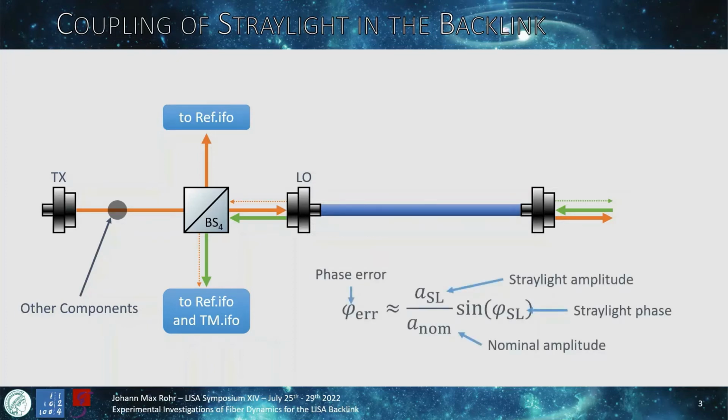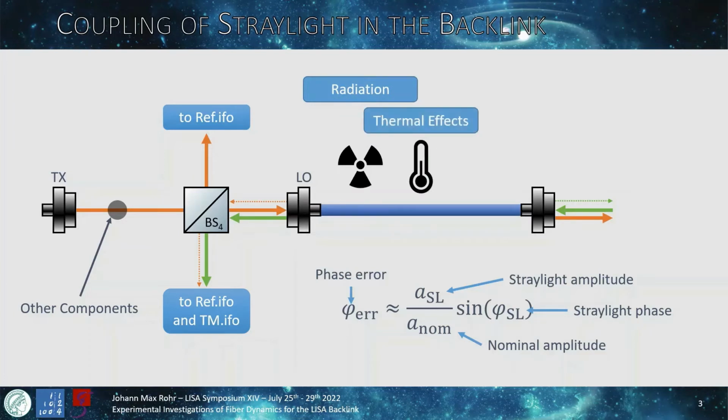The straylight-induced phase error can be approximated by this equation. It depends on the amplitude ratio of straylight and nominal beam and the phase of the straylight. Therefore, any effect on the backlink fiber will be visible in the backlink's performance. We tested the induced dynamics of this as a result of ionizing radiation, thermal effects, and fiber motion.